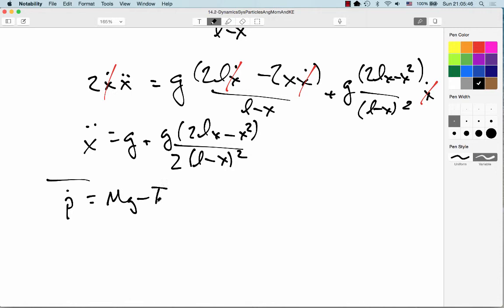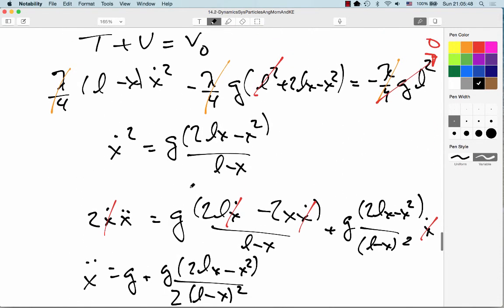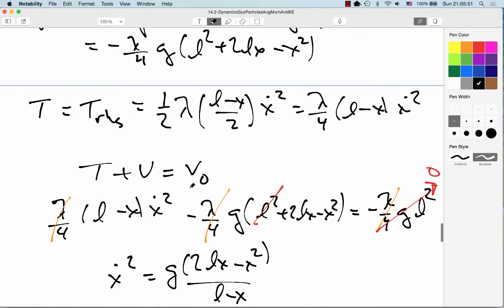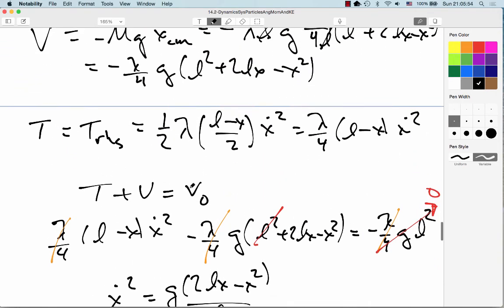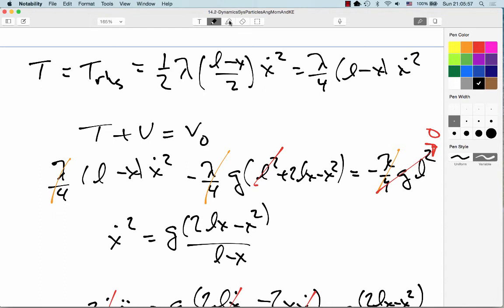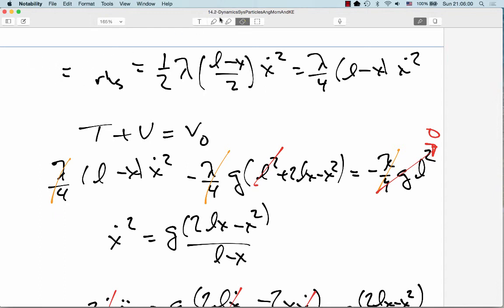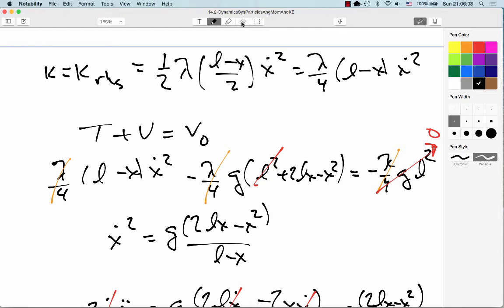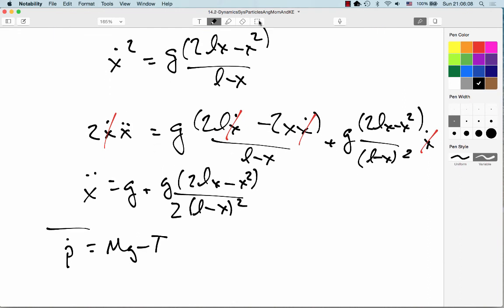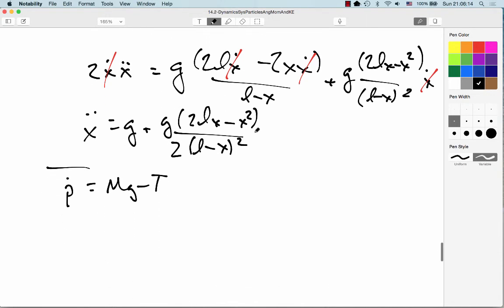Now, if we remember from back in the day, P dot was mg minus T. I'm using T two different ways, as tension and as kinetic energy, aren't I? Yeah, let's just call all those K's for the moment, kind of just going back a little more old school. So anyway, mg minus the tension T is going to be lambda over 2 times minus x dot squared plus x double dot, times L minus x. Right?